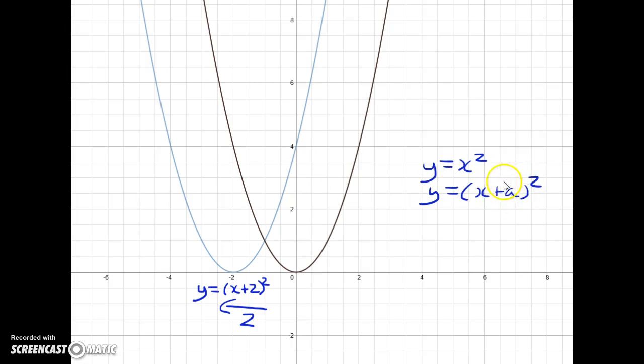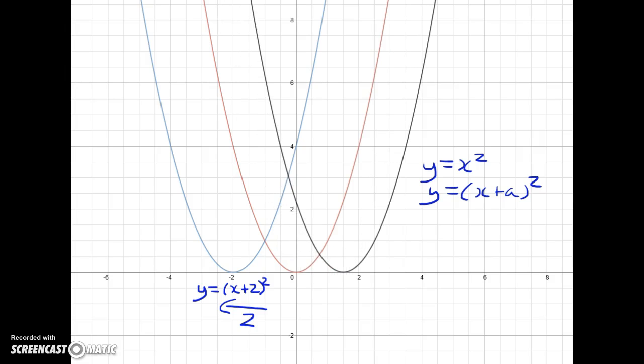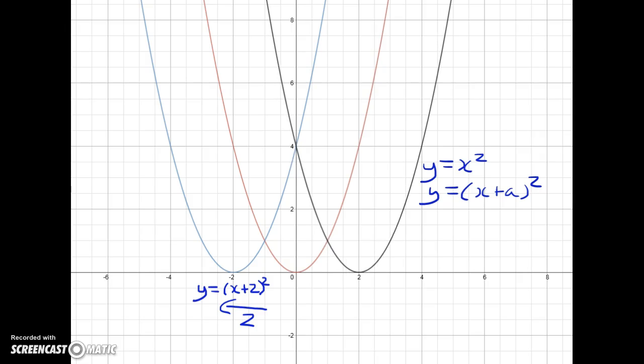Now this time, instead of a being positive 2, I'm going to make it negative 2. So let's see what happens here. So negative 2, you expect to go back the way, but it's not. It's going to go up to positive 2 on the x-axis. So the equation for this particular graph is x subtract 2 all squared. So subtract 2, you'd expect it to go back the way, but it actually goes a positive 2 along the x-axis. It's a very common mistake for people to make when it's negative in there. They think it goes back.